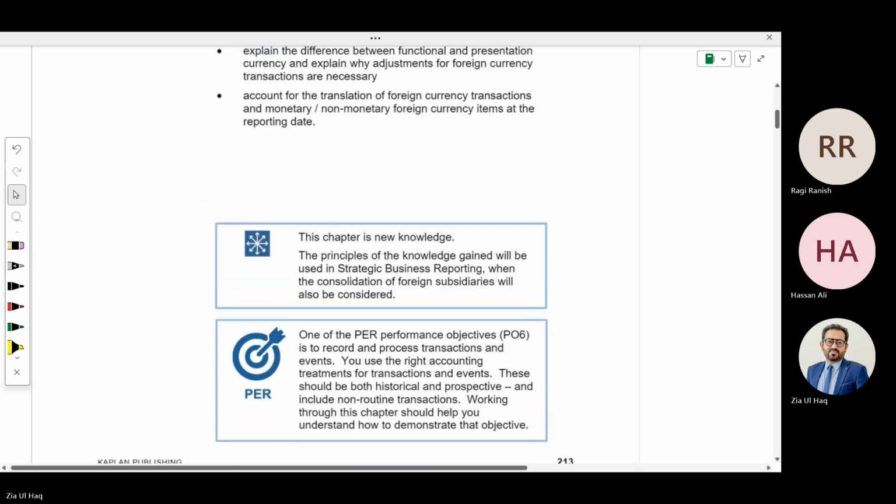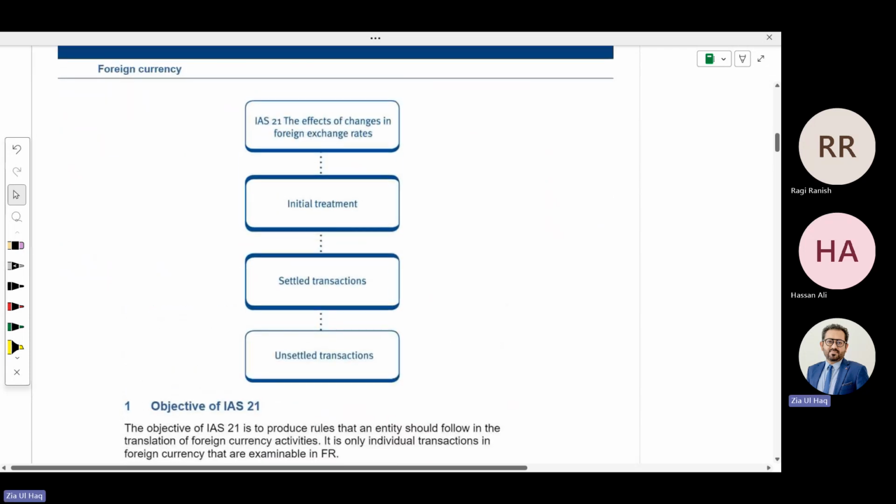Foreign currency. So there is an accounting standard, IAS 21, that we are going to learn. We have covered so many accounting standards. We have covered IAS 16, property, plant and equipment. We have covered IAS 20, government grants. We have covered IAS 36, impairment of assets. We have covered IAS 40, investment property.